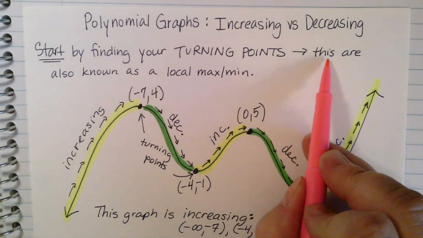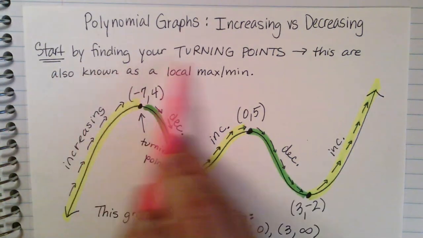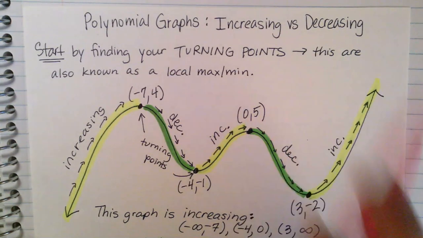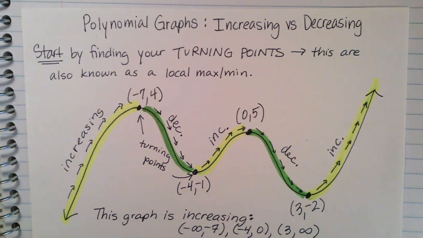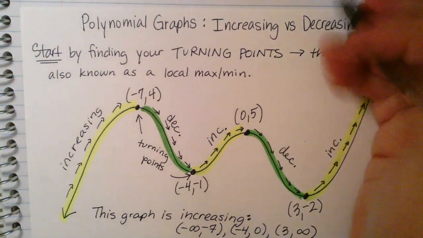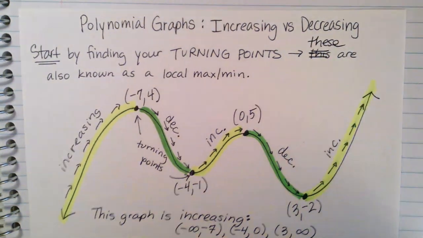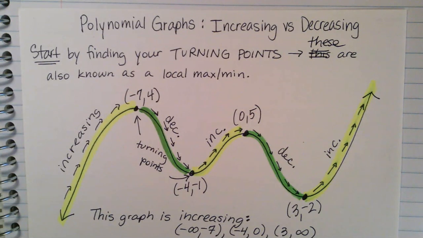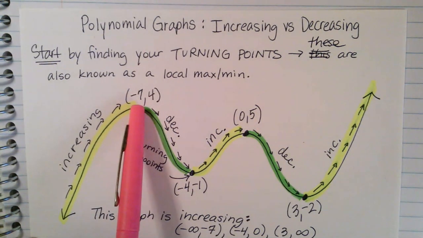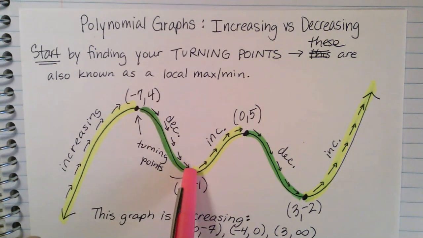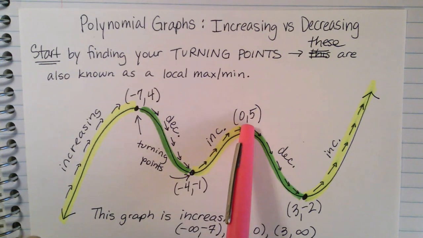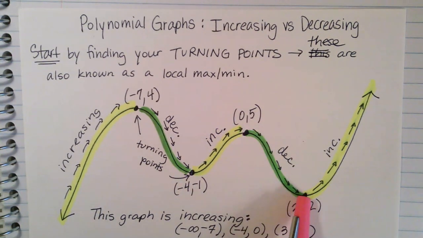I don't know why it says this. Start by finding your turning points. These, is what this should say, are also known as your local maxima or minima. All right. So here's a turning point. Here's a turning point. Here's a turning point. Here's a turning point.